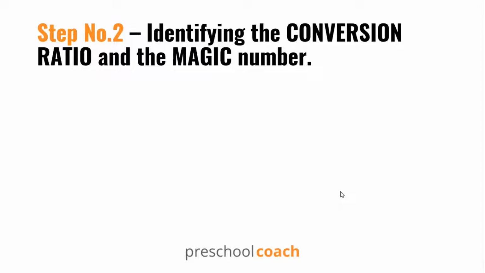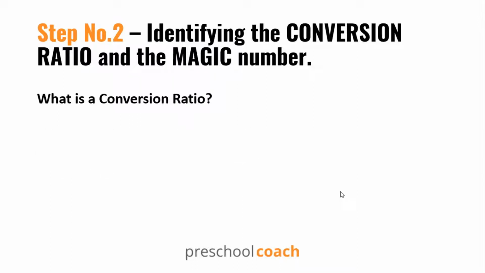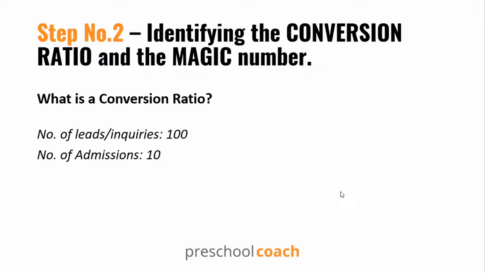To start with, the conversion ratio is the ratio of the number of inquiries received to the number of admissions or registrations. For example, let's assume you were able to generate a total of 100 inquiries or leads. Out of these 100 leads, you were able to convert 10 inquiries into admissions or registrations. Thus, your conversion ratio is 10:1.